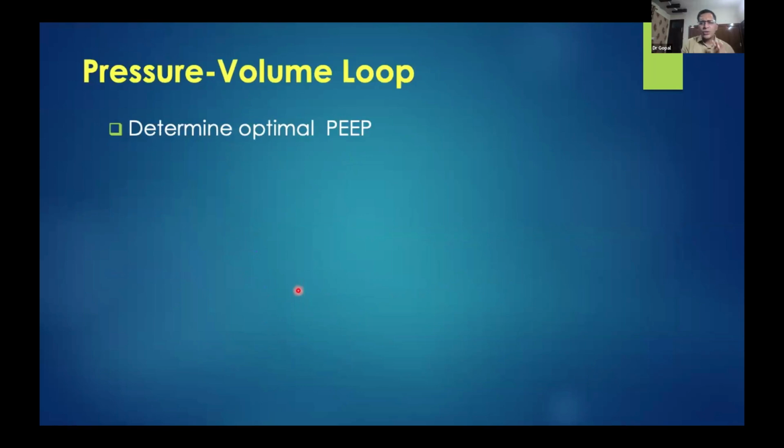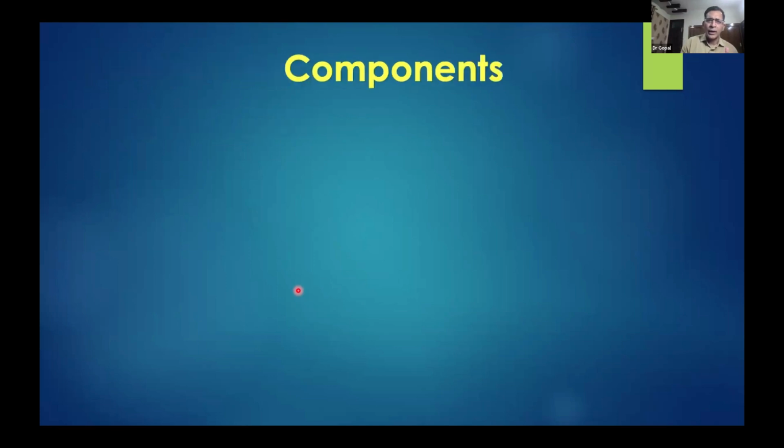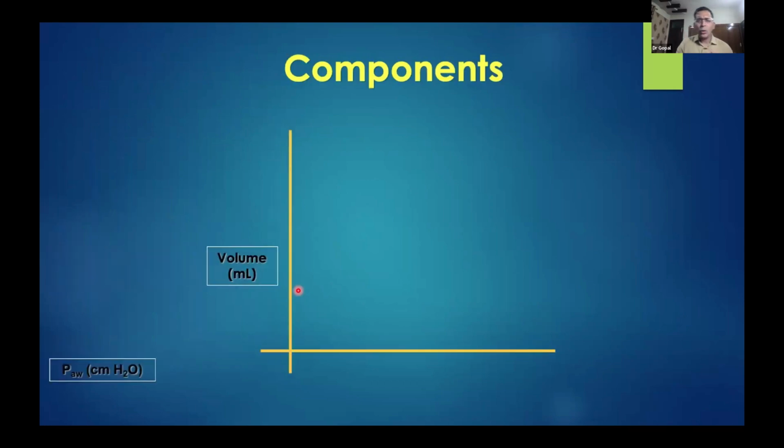So first, a very important and very commonly used loop is the PV loop, otherwise called the compliance loop. What is the most important determinant of the PV loop? How can you use it to determine optimal PEEP? Optimizing PEEP, you can use a PV loop. Let's see how we can do that. Before that, I'll just go through the components of the PV loop.